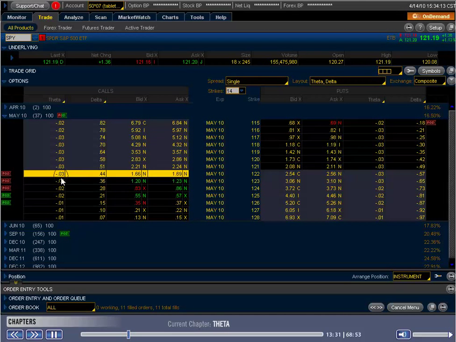And what this is, theta in the most singular sense, in that it says minus 3 cents. What that really means is this option is currently trading for $1.66, $1.69. This option is decaying by approximately 3 cents per day. All right, so that's theta in the most singular sense. And then, of course, if you went out and sold this option, you've got positive theta. If you buy this option, you've got negative theta.